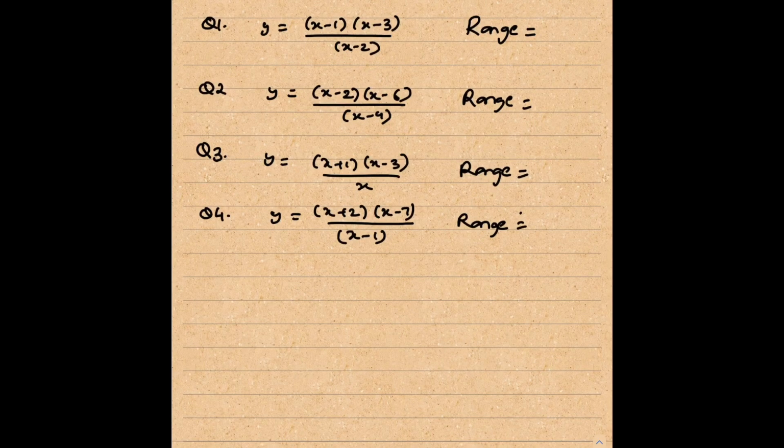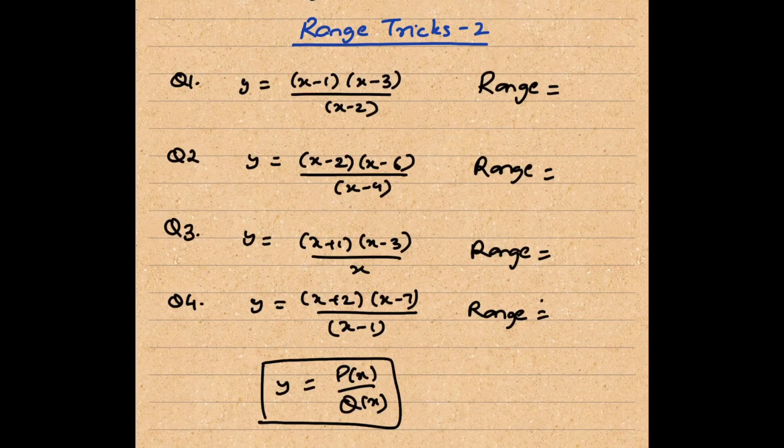Now all these functions are of the nature p(x) by q(x). Let me just quickly write the range of all these functions. So the range of the first question will be R. Range of the second one is also R. Range of the third is also R, and fourth is also R. R means real numbers. So you want to know how?